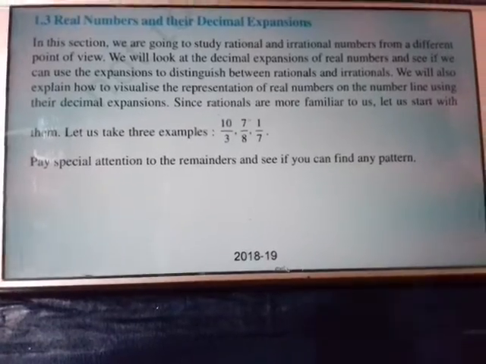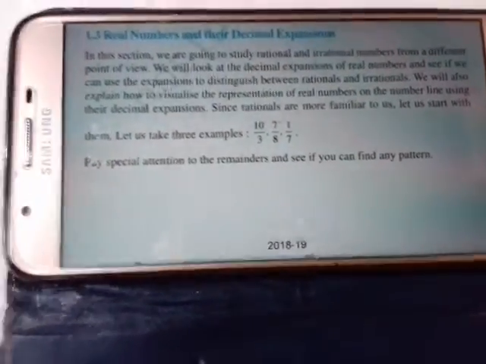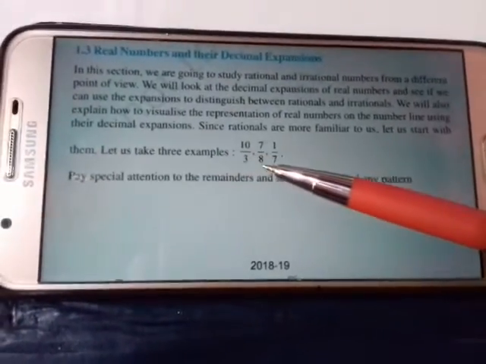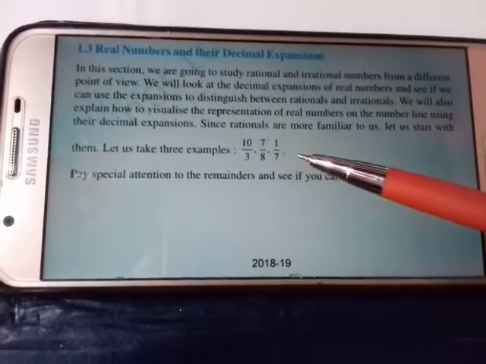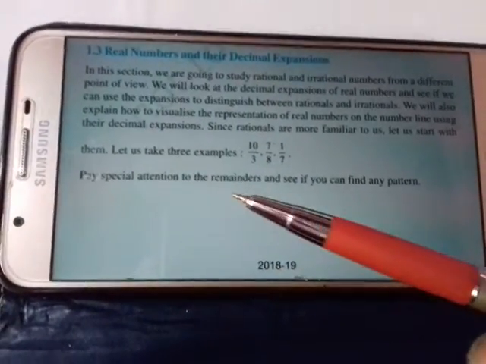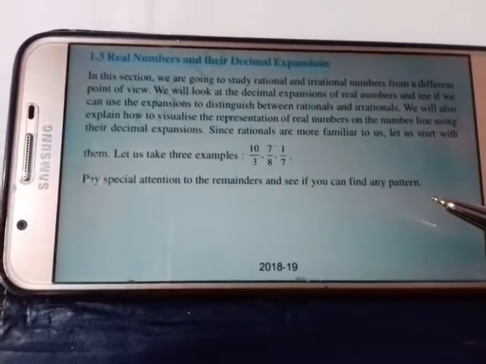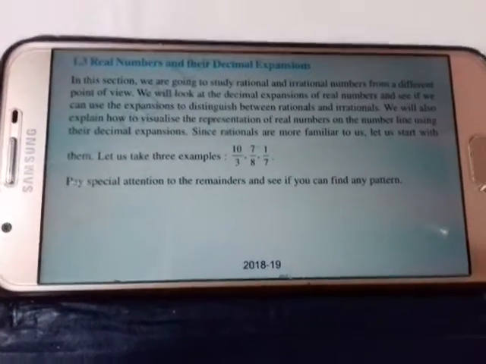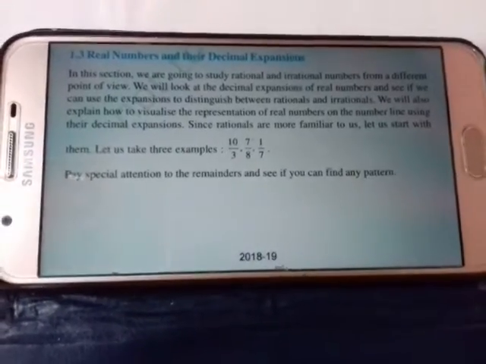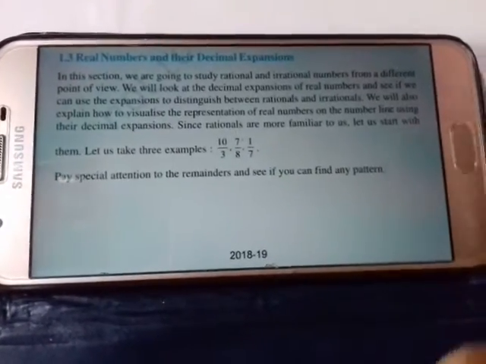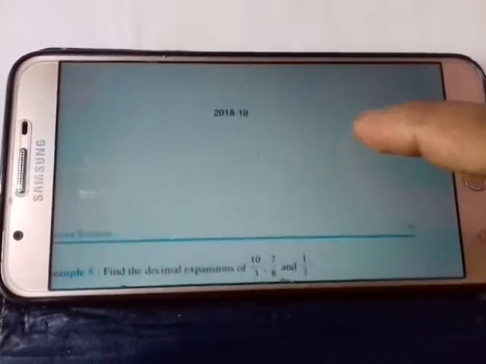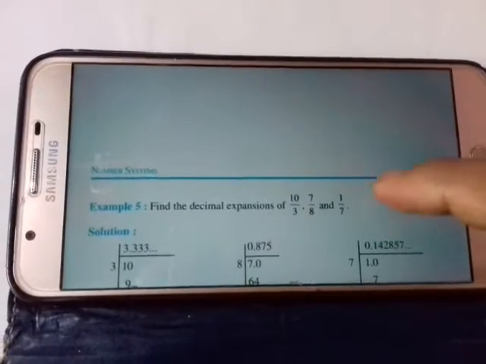Let us take three examples. I am just reading the text, you can just watch it. The three examples are here: 10 by 3, 7 by 8 and 1 by 7. Here it is also written as a note: pay special attention to the remainders and see if you can find any pattern. I'm just explaining the text, and on the basis of the text I will be giving you certain notes on the expansion. As you can see, this is page number 9 of the NCERT book.